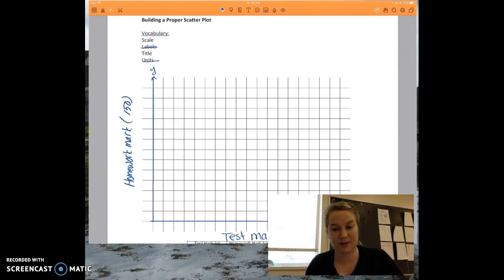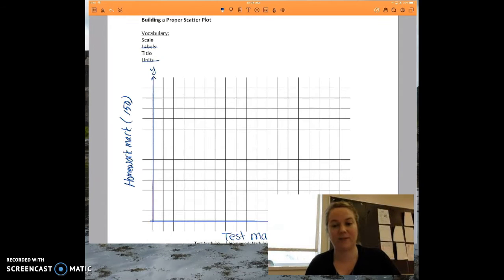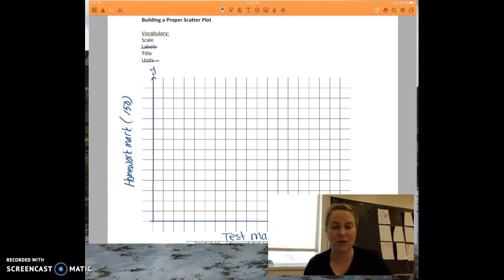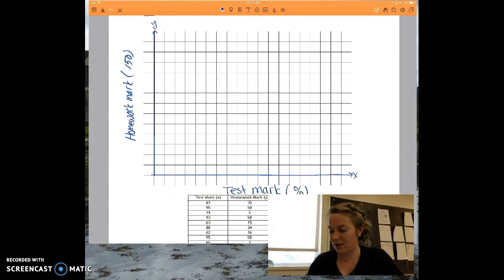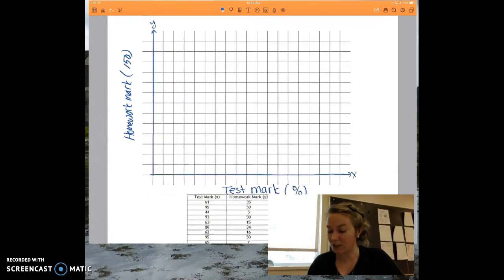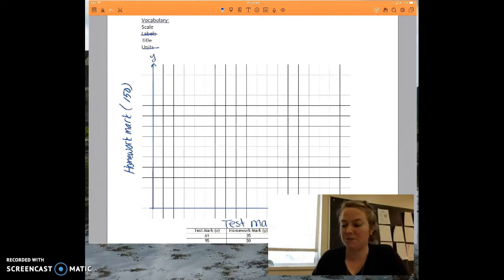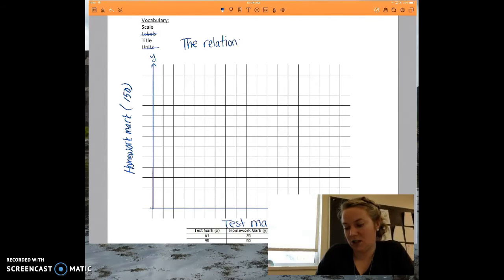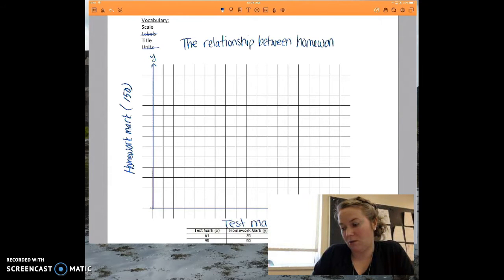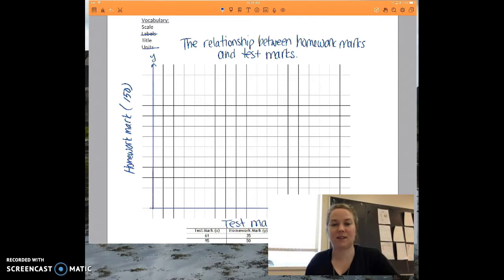What about a title? We need a title for a graph. It's going to tell us what the scatter plot is about. So what's a good title for this one? So the relationship between homework marks and test marks. The relationship between homework marks and test marks. That's going to be my title.